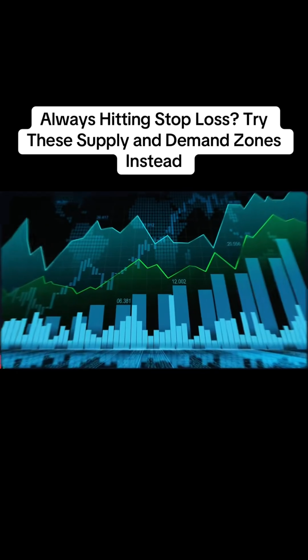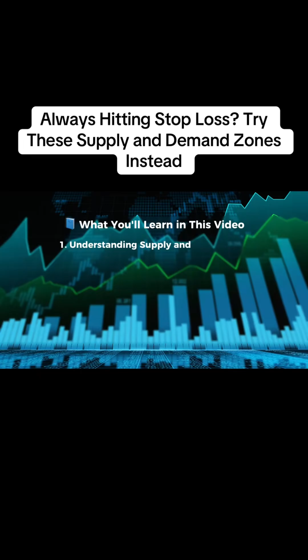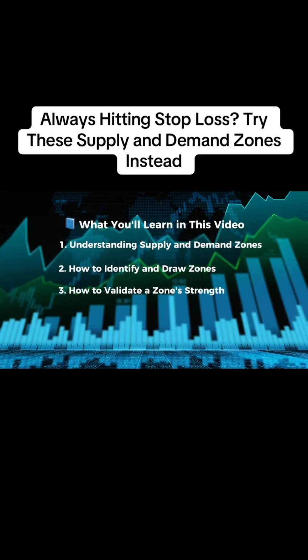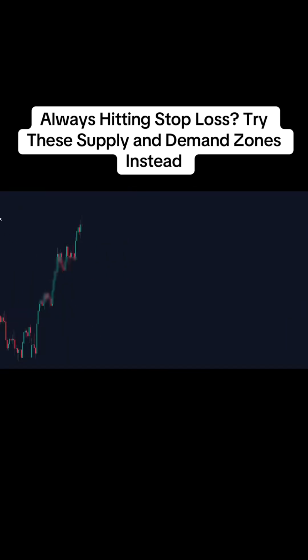Before we begin, here's a quick breakdown of the 4 key sections we'll cover in this video. What you'll learn in this video: 1. Understanding supply and demand zones. 2. How to identify and draw zones. 3. How to validate a zone's strength. 4. The execution, entry, stop loss, and take profit. Let's break down section 1, understanding demand and supply zones.